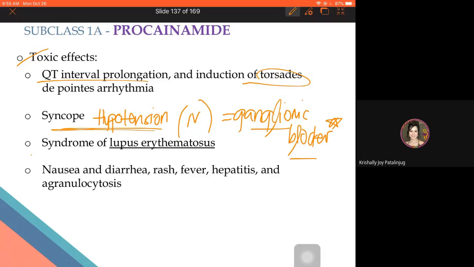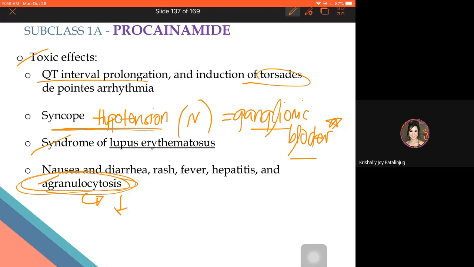And lastly, less common toxicities include nausea and diarrhea, rashes, fever, hepatitis, and this blood disorder, agranulocytosis. With agranulocytosis, this is particularly a blood disorder. Blood disorder siya wherein mababa ang levels ng granulocytes. Okay? Or deficit ang levels ng granulocytes count ng patient.